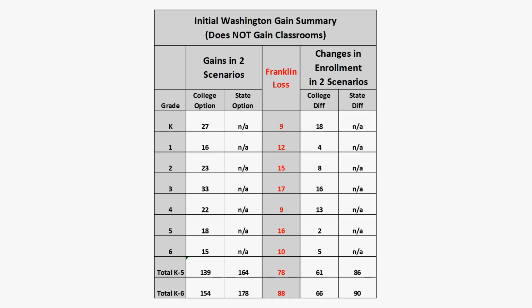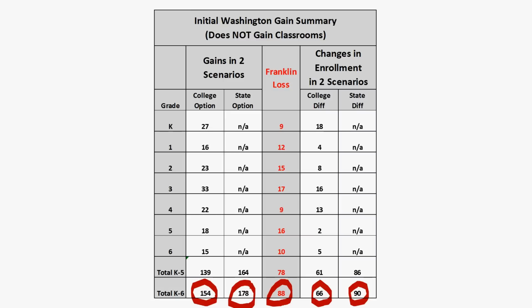I took those numbers and I put them into the Washington gain summary chart. Remember that Washington, just like South, will not be gaining 6th grade classroom space in the fall of 2018. When you add in the 154 students of the college option and the 178 students of the state option, and you take out the 88 current students attending Washington due to Franklin choice, those numbers leave a total differential of 66 students for the one option and 90 students for the other option added into Washington Elementary.